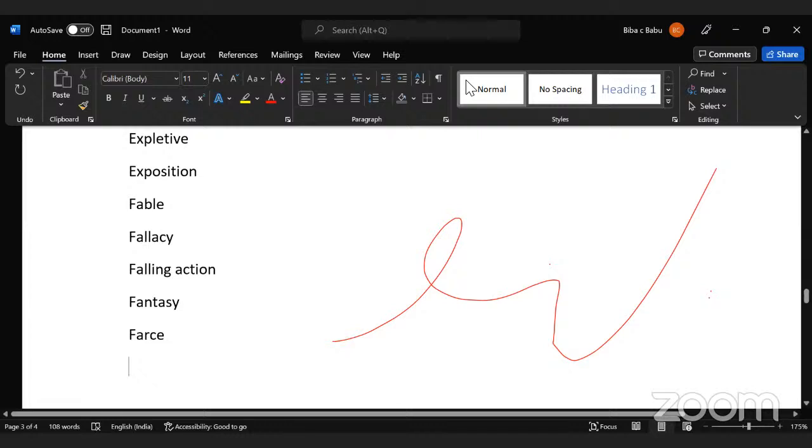Next is farce. Farce is a kind of comedy. Farce is a kind of comedy that is based on a highly improbable situation. It is mainly to entertain people through comedy, physical humor, drunkenness, jokes, highly absurd situations. That kind of comedy is called farce.